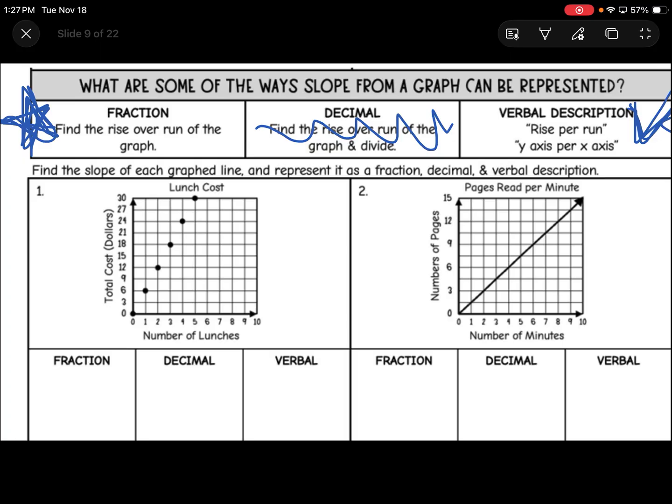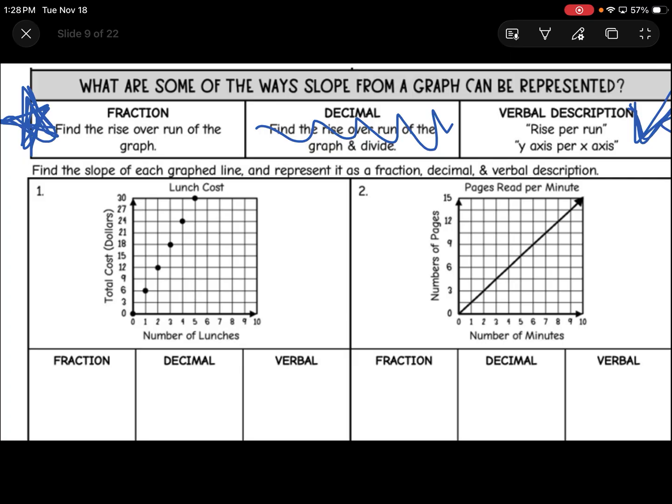In both of these, as the x goes up, the y goes up. More lunches, more cost. More minutes, more pages. Who's going up faster, would you say? Which line is steeper, 1 or 2? 1. So we understand what steepness looks like.